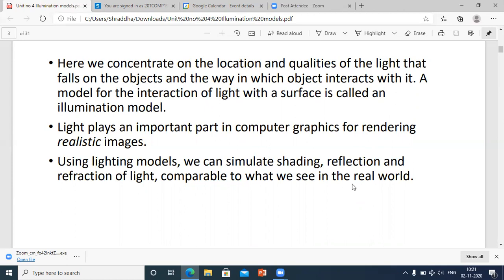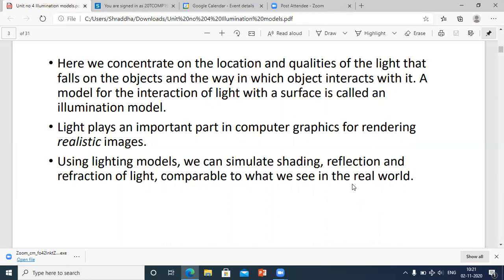So here we concentrate on the location and qualities of the light that falls on the objects and the way in which the object interacts with it. Obviously, how the light falls on the surface determines how the surface will interact with that light. A model for the interaction of light with a surface is called an illumination model. That is a very obvious point.